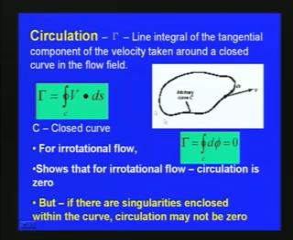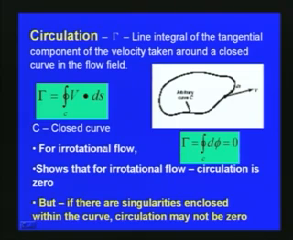Now, with respect to this vortex, another important parameter is called circulation, which we have already discussed earlier. Here in this slide you can see that circulation, capital gamma, is the line integral of the tangential component of the velocity taken around a closed curve in the flow field. Here there is a closed curve, and the circulation is defined as the line integral of the tangential component of this velocity taken around the closed curve. So circulation can be described as gamma is equal to the integral of v ds.